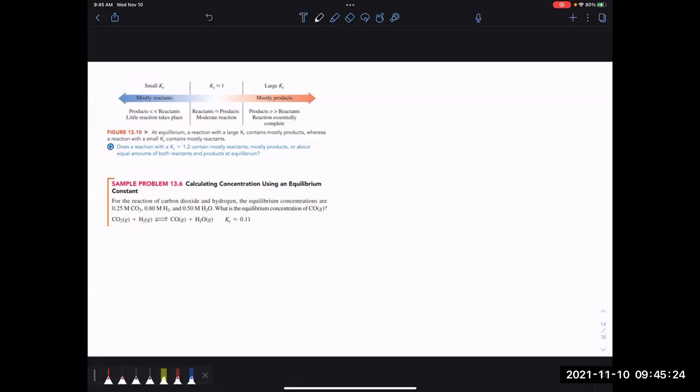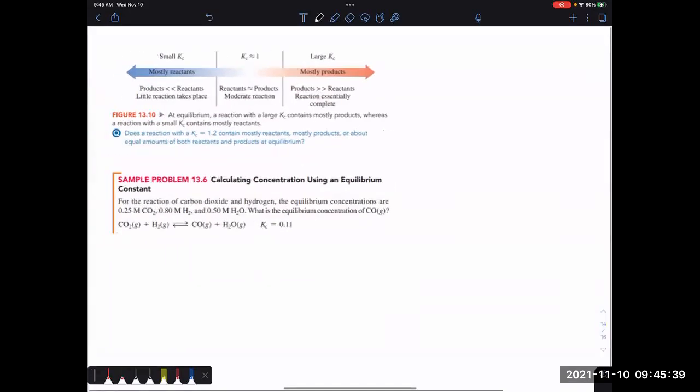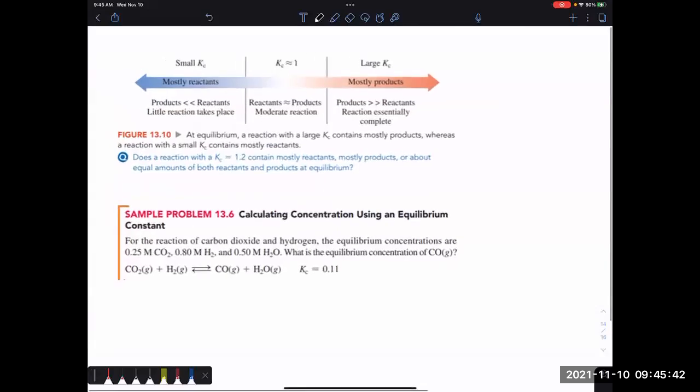All right, so we can calculate then equilibrium concentrations using Kc. So at equilibrium, a reaction with a large Kc contains mostly products, whereas a reaction with a small Kc contains mostly reactants. So here we have a Kc of 1.2. So that's slightly larger. It's larger than 1. So we're going to have moderately more products than we would reactants.